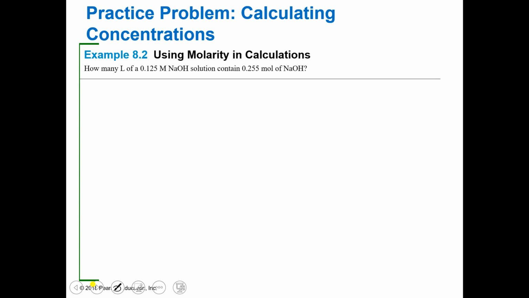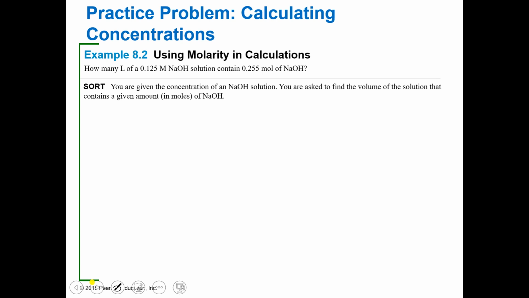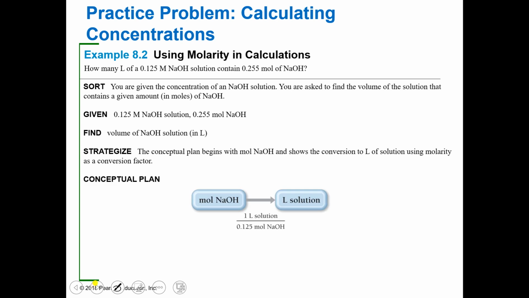So for example, how many liters of a 0.125 molar sodium hydroxide solution contains 0.255 moles of sodium hydroxide? Well, we are given the concentration. Molarity is concentration. And we know how many moles there are of the sodium hydroxide. The question is, how many liters would that be? So our plan is to convert moles of sodium hydroxide to liters of solution by way of the molarity as a conversion factor. This will be our unit factor.